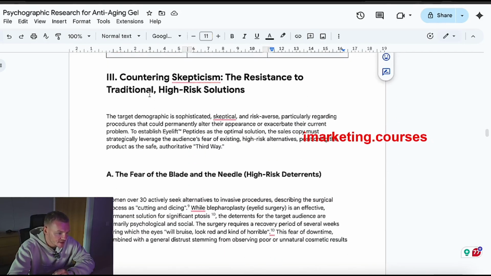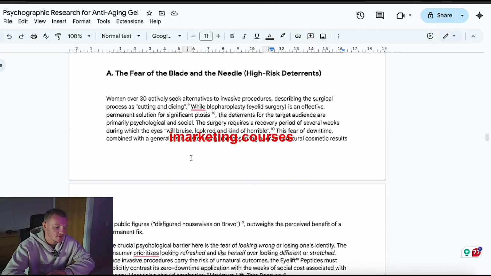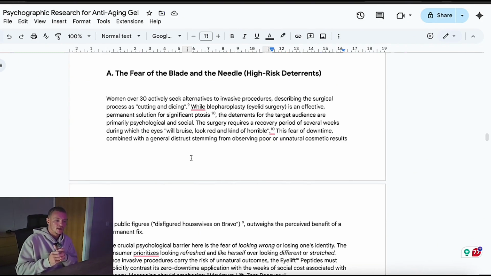Countering skepticism, resistance to traditional and high-risk solutions. The fear of the blade and the needle, right? So this is something that we can speak about. There's a lot of beauty stuff out there that we can go further into and do some more research when we're coming up with angles. But some, like surgeries, there's a lot of procedures that involve micro needling and Botox and all of this stuff, and we can use that in our ads. Like, instead of Botox, try this, or I tried Botox for 3 years and it didn't work as well as this cream, stuff like that.